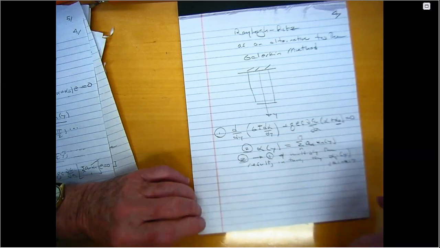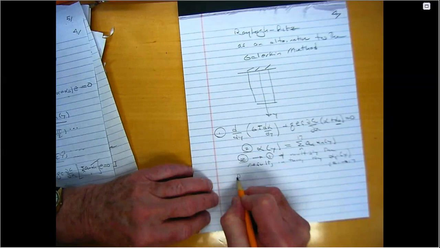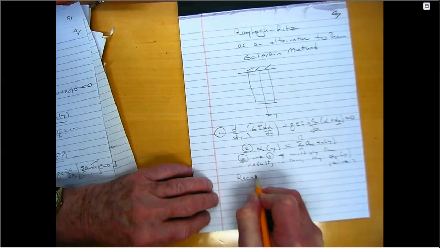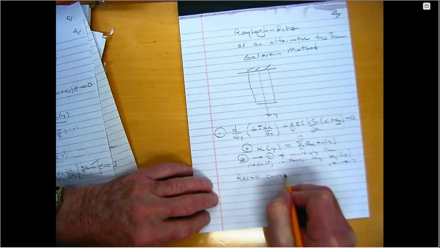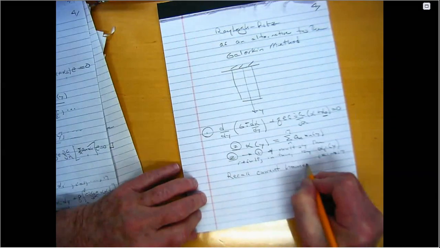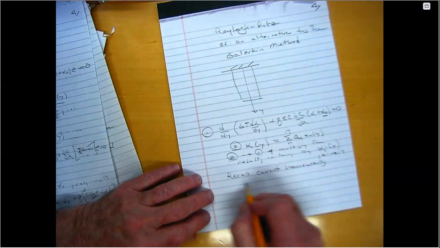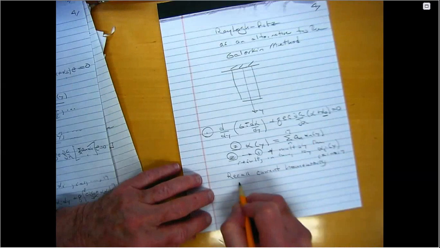Sometimes that's not entirely easy to do. And one of your current homework problems is an example. In the current homework, we're going to put a spring. We have a torsional spring.